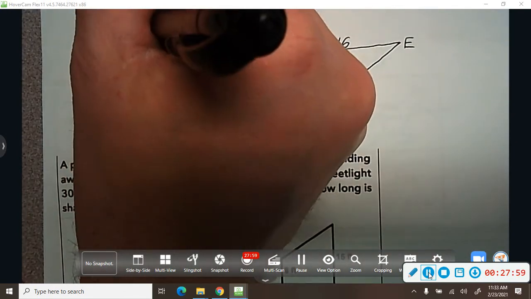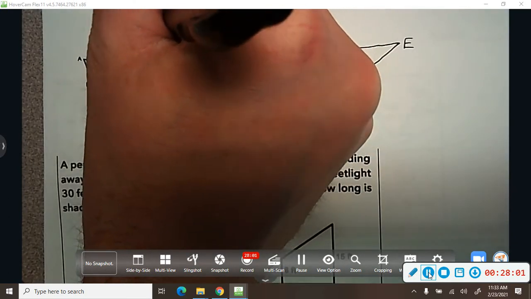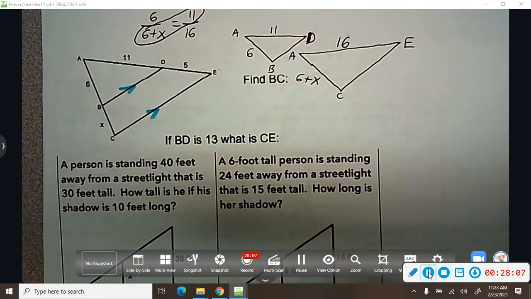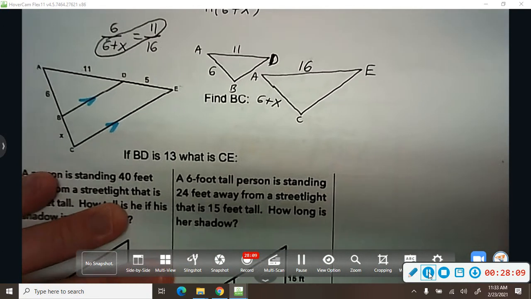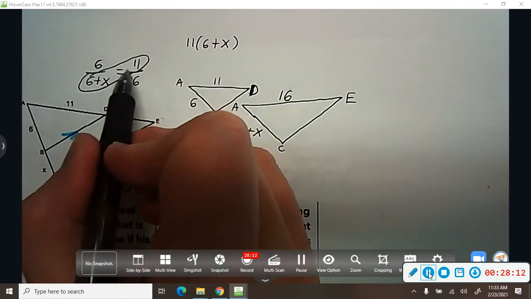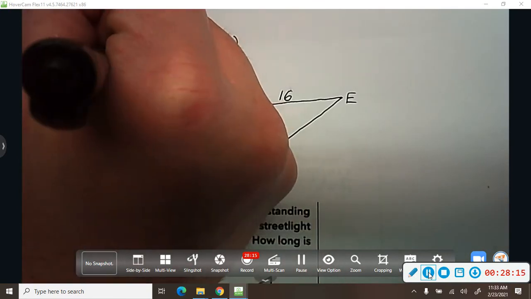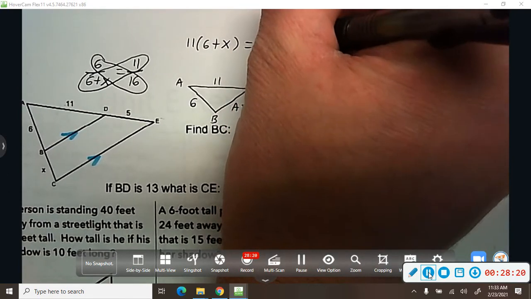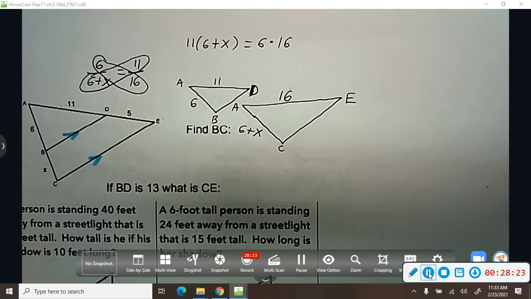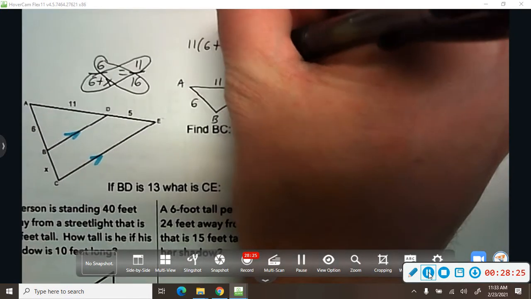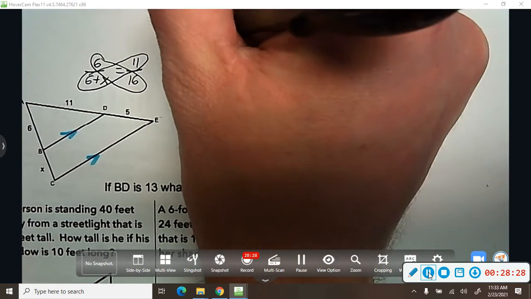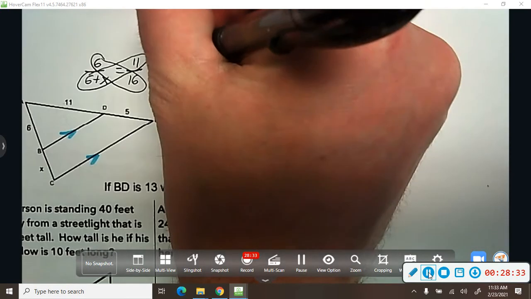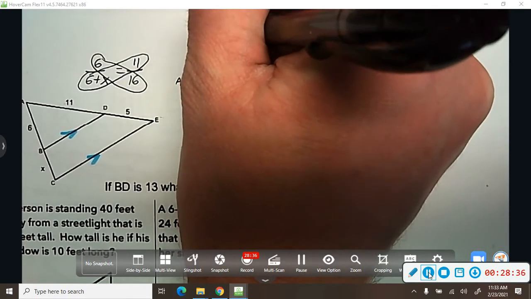And then I cross multiply. 11 times 6 plus X equals 6 times 16. 6 times 16, 96. Then you distribute the 11. That'd be 66 plus 11x.